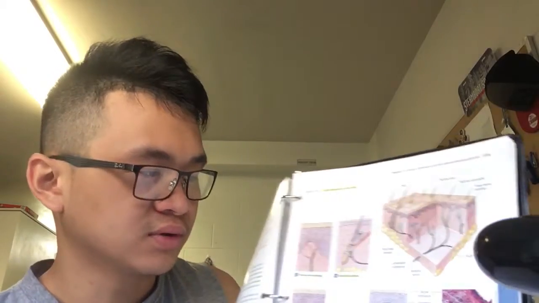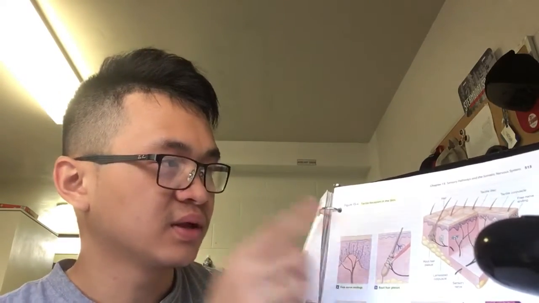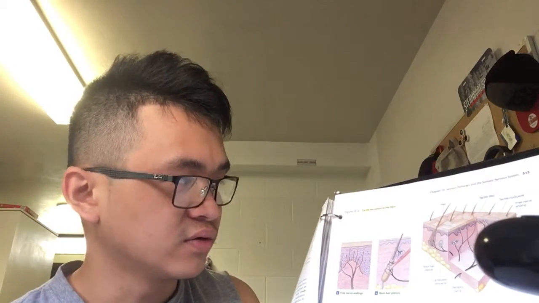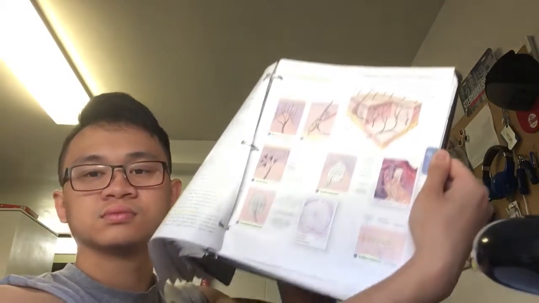The next figure we're going to be talking about is this one. In this figure, we discussed this in the last video, but you can see the free nerve endings, root hair plexus, the different parts of the skin or tactile receptors on the skin, dendrites, the dermis, sensory nerve fibers, and the different types of corpuscles right there.